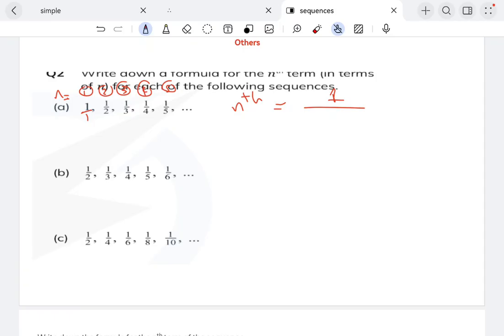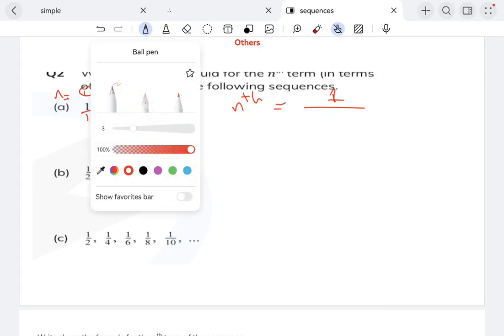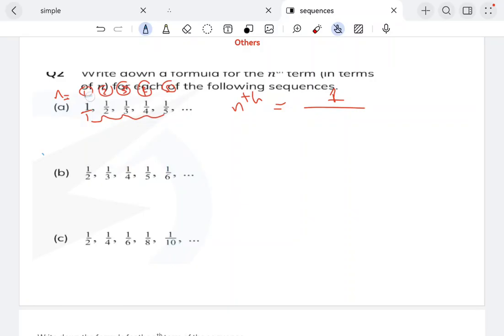Okay, what about the denominator? Look at the denominator as a separate sequence, from 1 to 2 to 3 to 4 to 5. There are two ways. Some students are very smart. They will say, when n is 1, it was 1. When n is 2, it was 2. When n is 3, it was 3. When n was 4, when it was the fifth term, it was 5. They will say, oh, it's the same as n. So it's 1 over n.